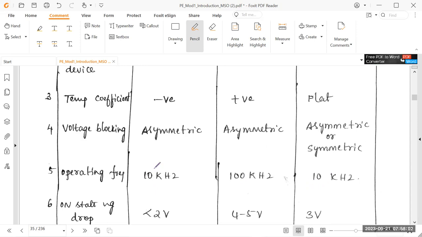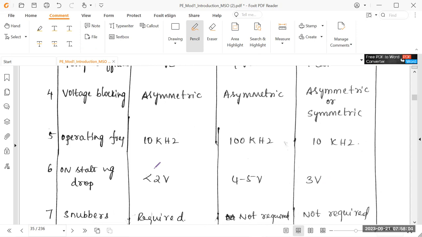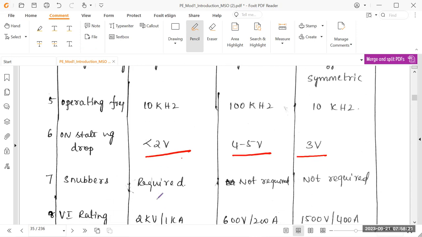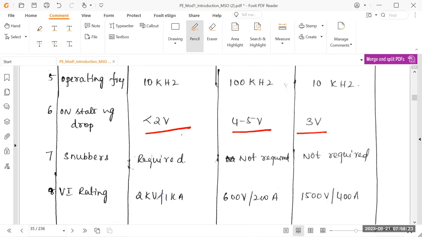The next one is on-state voltage drop. For the power BJT, it is less than 2 volts. For MOSFET, the voltage drop will be 4 to 5 volts, and for the IGBT, it is 3 volts. And next, going to the snubbers. Snubbers are required for the power BJT. For MOSFET, they're not required, and also for IGBT, they're not required.